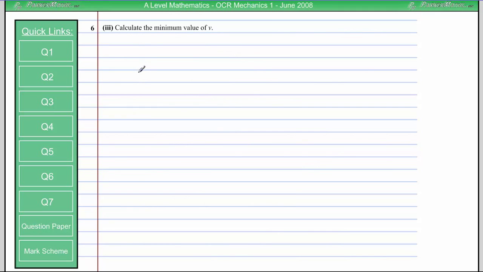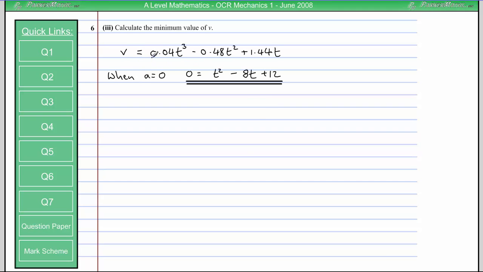In question 6 part 3, we need to calculate the minimum value of v. Let's borrow some of our answer from previous parts of the question. We have an expression for v, and in part 2 we also found that when a was 0, this expression was true. To calculate a minimum value of v, we need to differentiate v and then set it equal to 0. Well, if you differentiate v, you get a. So we've actually done that in a previous part of the question. All we need to do now is solve this equation.